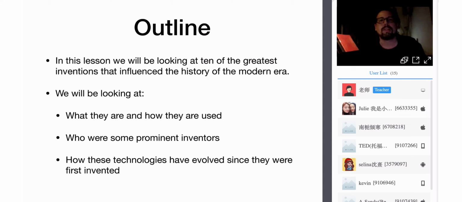In this lesson, we will be looking at 10 of the greatest inventions that influenced the history of the modern era. In other words, the modern era is the industrial technological era, when we started burning fuel to power engines. That's the modern era, around the 18th, 19th, 20th centuries. Now we're in the information era. We're still in the modern era, but anyway. We're sort of in the digital computer information era now. Anyway, we'll be looking at these 10 inventions, how they are used, prominent inventors and scientists, and how these technologies have evolved since the time that they were invented.